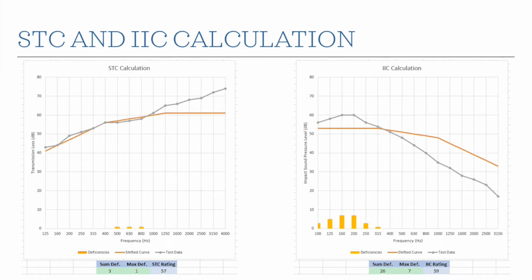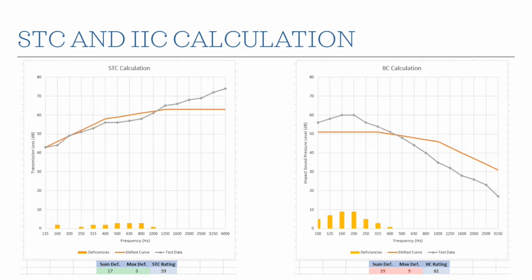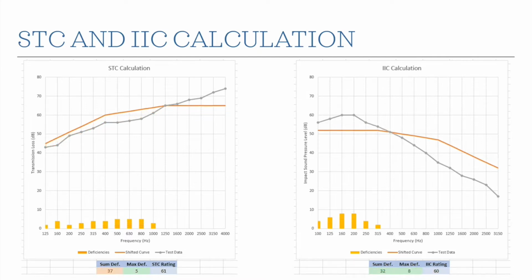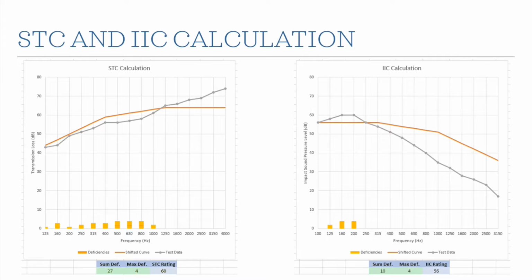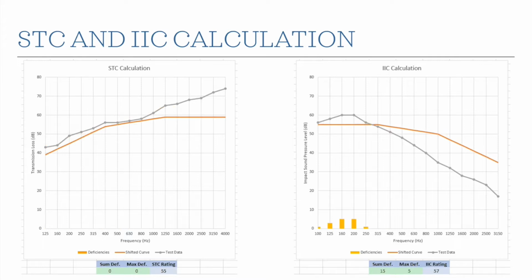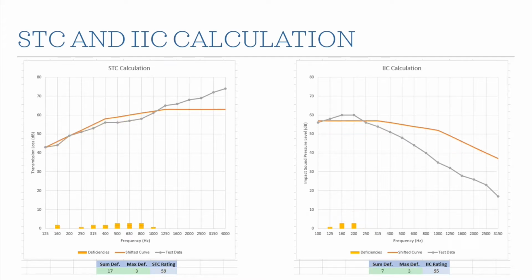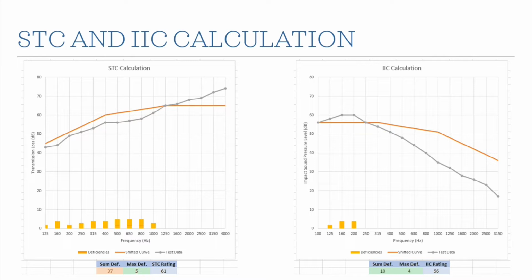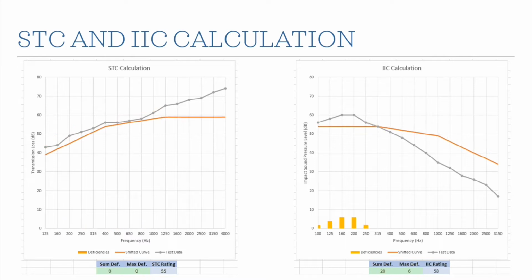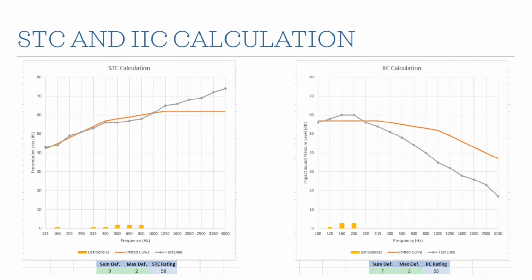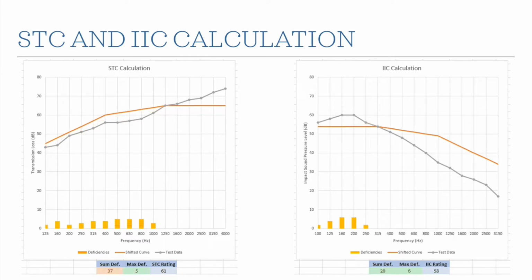The method we use to do that is what's called a curve fit. We have this curve, represented by the orange line, that's specified within the standard. And you compare that orange curve to the measured values, and we shift that curve up. Anywhere where the curve, the orange line, is above the measured values, we call it a deficiency. It doesn't mean that the wall is bad. It just means that the curve fit is above the measured values.